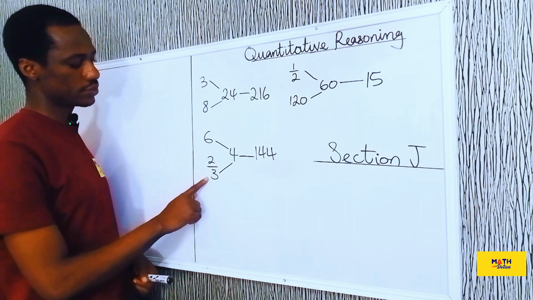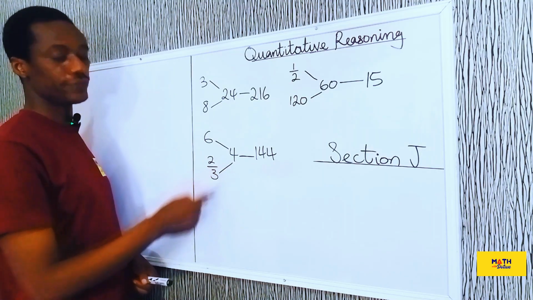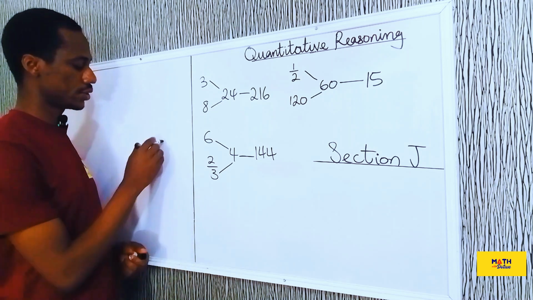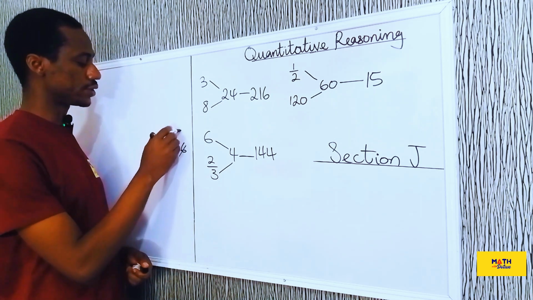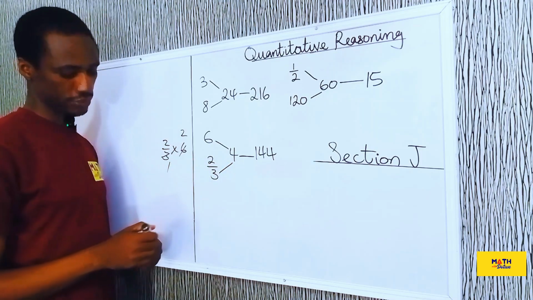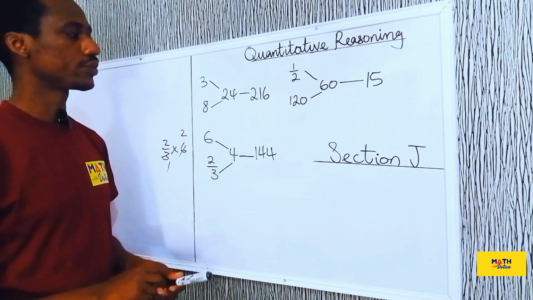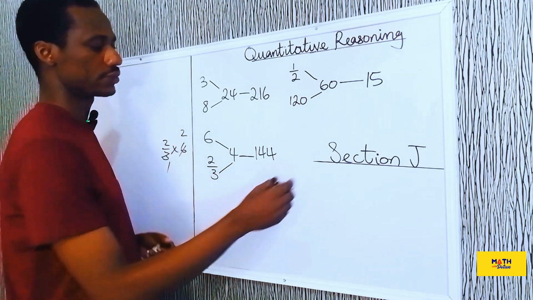So 6 times 2 over 3 is 4. I think that's correct too, right? 2 over 3 times 6. So 3 goes here 1, 3 in 6 is 2, 2 times 2, 4, all right? So that's confirmed. Okay, so I can write that down.